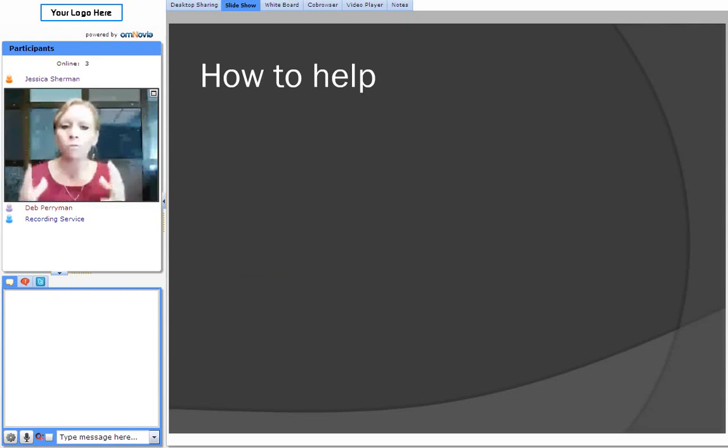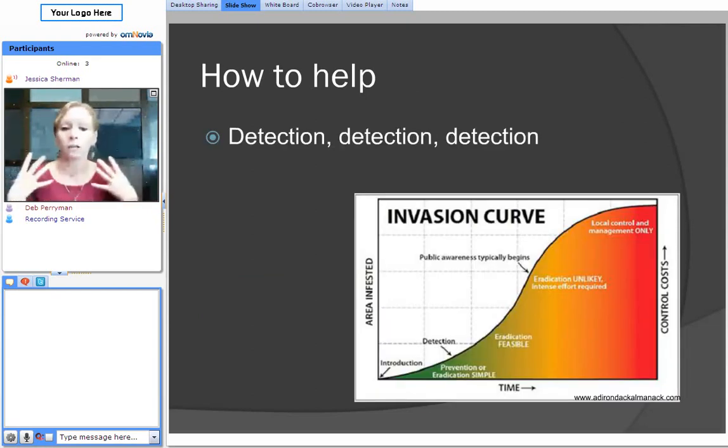One of the most important things that we need to focus on is the detection of invasive species. If you were to look at this graph, you can see that the bottom axis, the one that runs horizontal, is time. Then if you look at the y-axis, the one that runs straight up and down, that's the area infested and the amount that it costs to control it. So through time, the longer we wait, the more area becomes infested and the higher the cost is to control it.